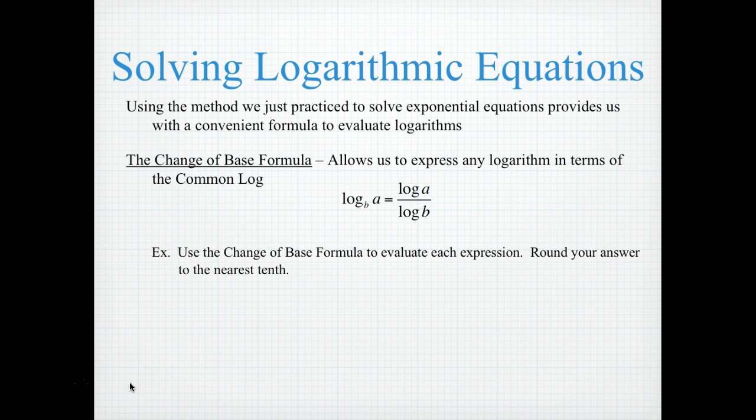So here we're going to use the change of base formula to evaluate these expressions, and as always we're going to round our answer to the nearest tenth. So using the change of base formula, log base 2 of 7. We always put the base on the bottom when using the change of base formula. So if we were trying to evaluate log base 2 of 7, that would be the log of 7 over the log of 2, which gives me an approximate value of 2.81.